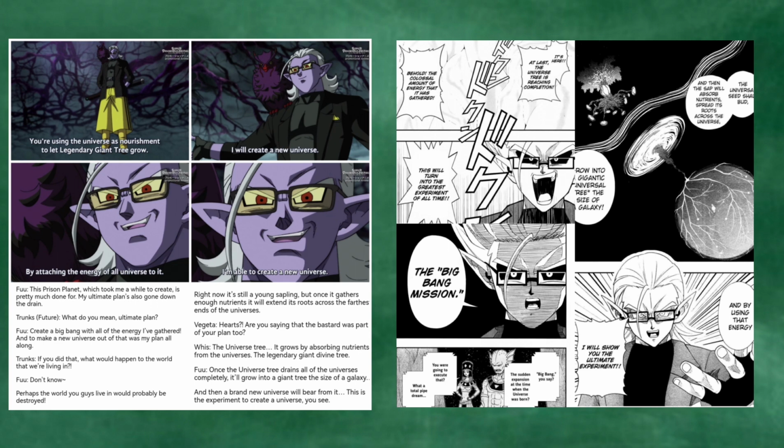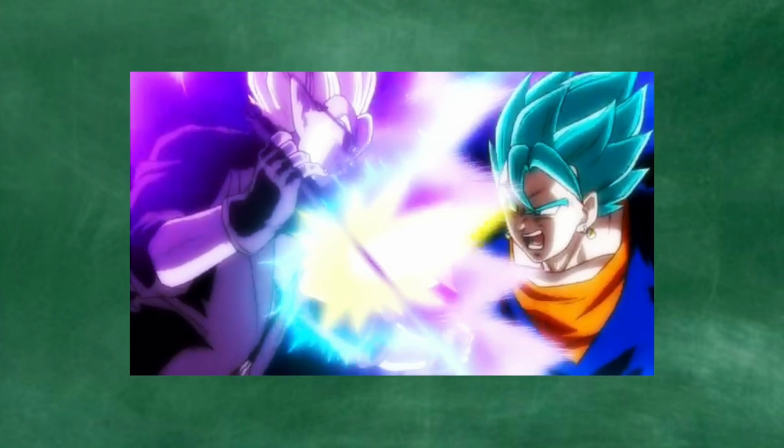Now moving on to the power of the verse. In the Big Bang Mission manga, anime and arcade continuities, Fu needs to gather energy from throughout the universes to collect enough power for a Big Bang to create a new universe. With this in mind, Fu seems to be incapable of creating universes by himself. The same Fu scales to Xeno Goku and Capsule Corp Goku, and is even capable of fighting Vegito Blue and Super Saiyan 4 Vegito.